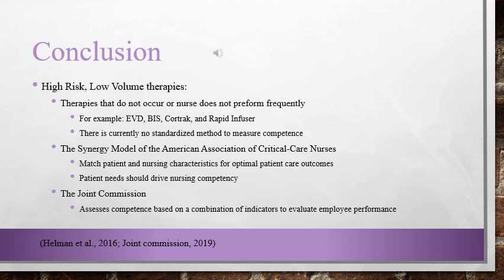And you also need to remember too that the Joint Commission does not necessarily assess competence by simple things that you learned in school, like do you know how to assess breath sounds? They're not going to look at that. They may say, okay, can you as a nurse in a neuro-intensive care unit do an advanced neuro assessment? Okay, so Joint Commission is going to come in and they're going to say, all right, we're assessing competence based on a combination of indicators to evaluate your employee performance for a skill. All right, so that's kind of what they're looking for.